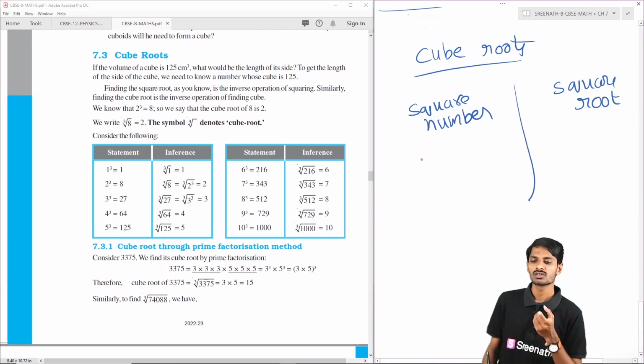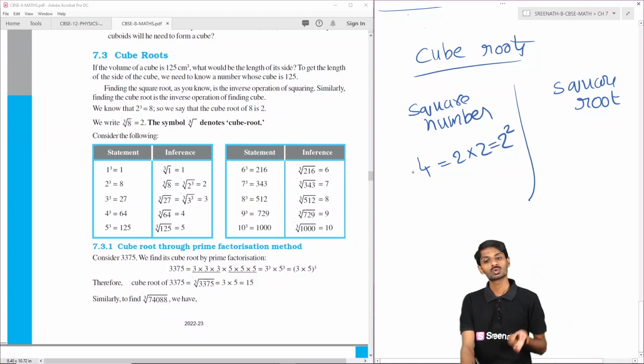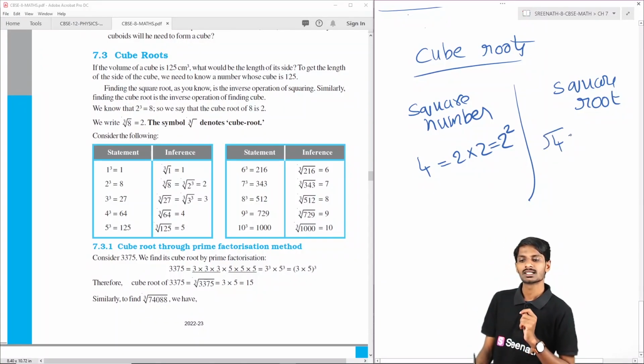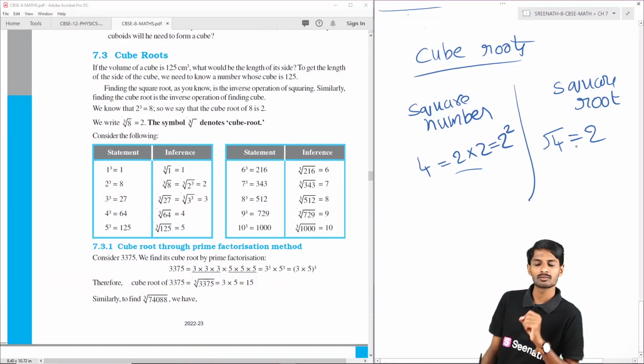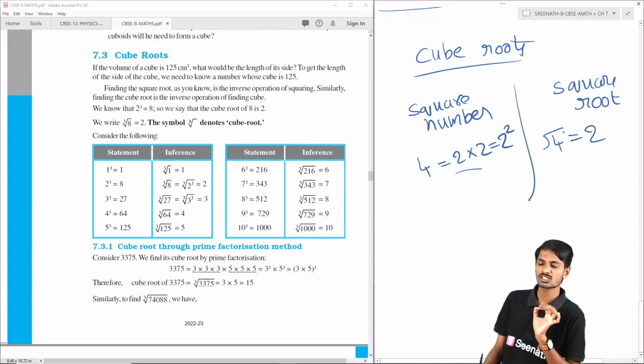Okay, students. If there is a number like 4, it can be expressed as 2 into 2, that is 2 square. It is a square number. And what is the square root of this number? That is nothing but 2. In this case we make 2 as one group, 2 as one group, and out of it we pick up one, and that is the square root.